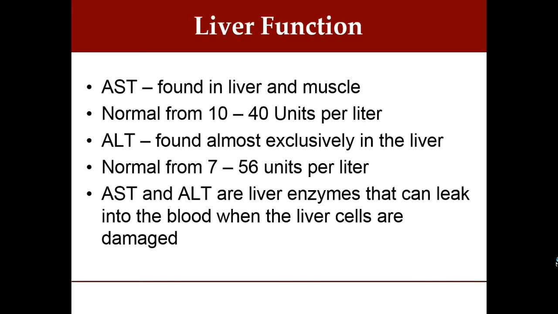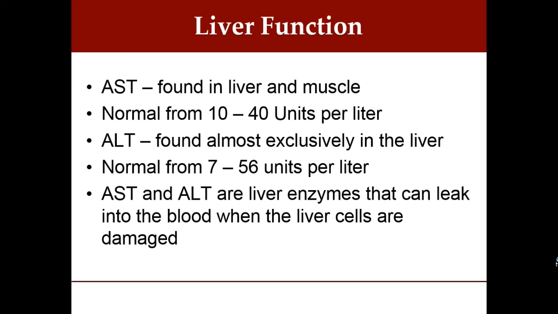So the first one is called the AST. This component of blood is found both in liver and muscle and can range anywhere from 10 to 40 units per liter, otherwise known as international units per liter. The ALT is found almost exclusively in liver, so it's a little bit more specific for the liver than the AST. And that range of normal is anywhere from 7 to 56 units per liter.